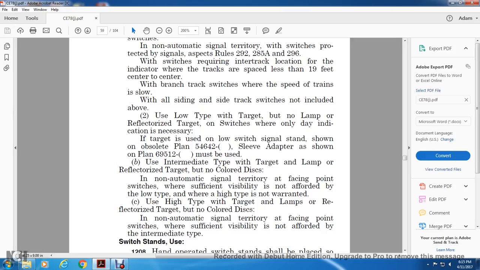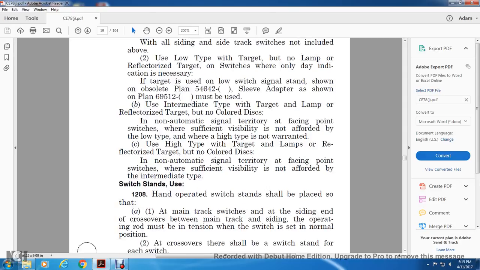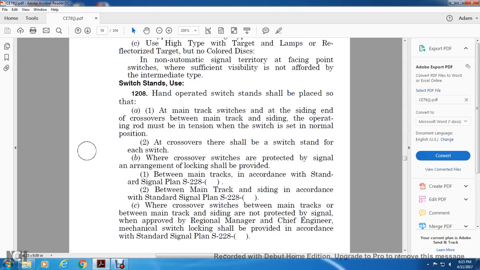If the target is used on a low switch signal stand shown in obsolete plan 54642, the sleeve adapter shown on plan 69512 must be used. The intermediate type of target lamp or reflectorized target, no colored disc, in non-automatic signal territory at facing point switches where efficient visibility is not afforded by the low type. Where the high type is warranted, use the high type of target lamps with reflectorized tape but no colored disc, in non-automatic signal territory at the facing point of the switch where sufficient visibility is not afforded by the intermediate type.